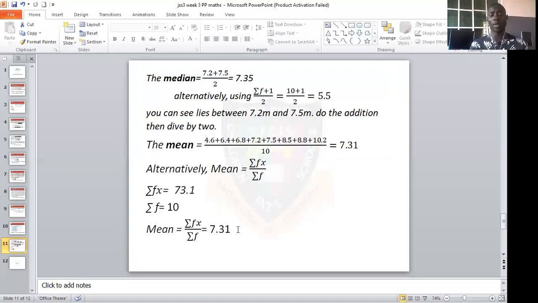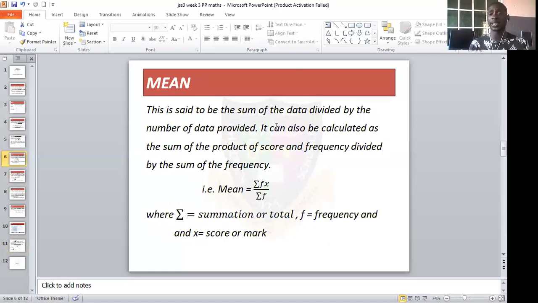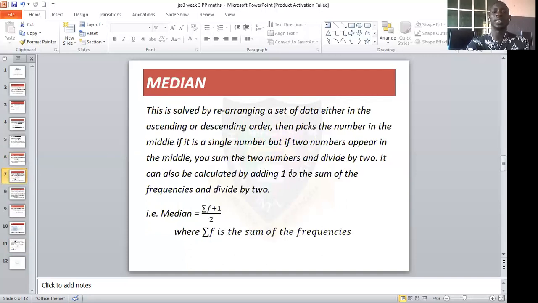This is how to calculate your mean, median, mode, and range. I would like to recap again and take you through the basics. Mean is the sum of the data provided divided by the number of data provided. Or in the case where you are preparing a frequency table, it is the summation of the product of frequency and score divided by the summation of frequency. While median is the number that falls in the middle.